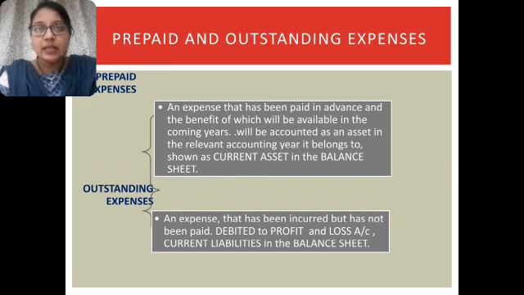Now coming to outstanding expense. Any expense that has been incurred but has not been paid is debited to profit and loss account or maybe trading account depending upon direct cost or indirect cost. So any expense for which you have used the benefit but till now you have not paid the amount is known as your outstanding expense. And as it is the amount that you need to pay in future, it will become a liability for the firm, and it will be a current liability and it will be shown on the liability side of the balance sheet.